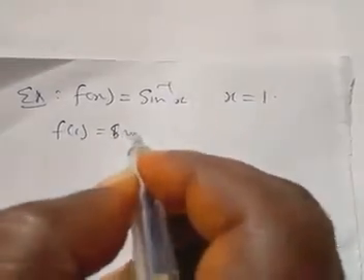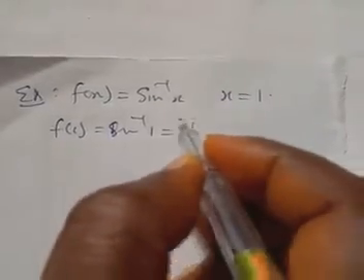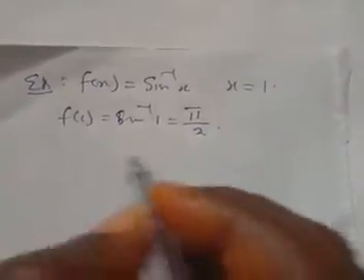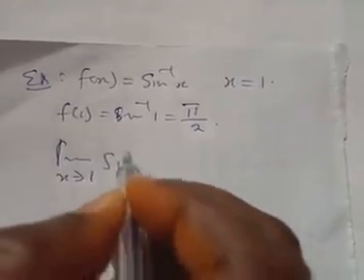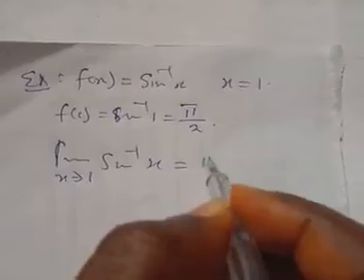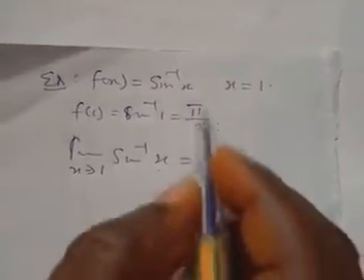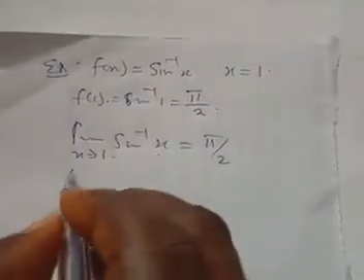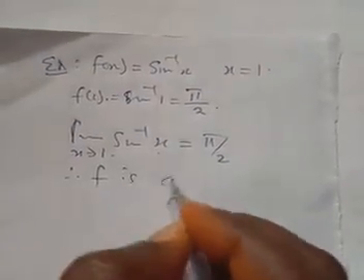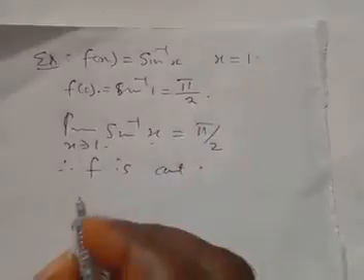There is arc sin 1, which is just pi over 2. Also, if you take the limit as s tends to 1, arc sin s is still pi over 2. It will still be arc sin 1. You see that both are the same. F of 1 and the limit are the same. Therefore, f is continuous. To show that it is differentiable, you need to differentiate this function.